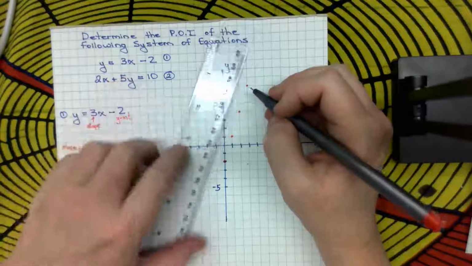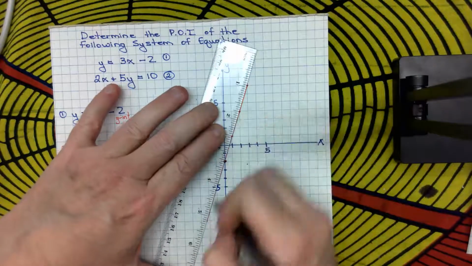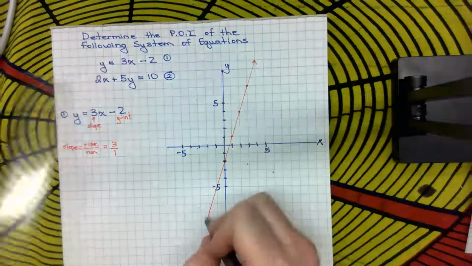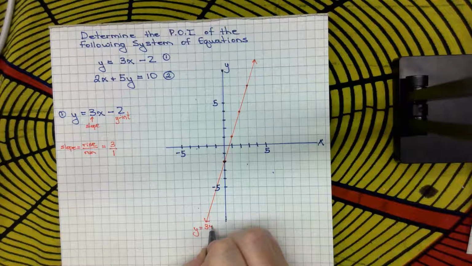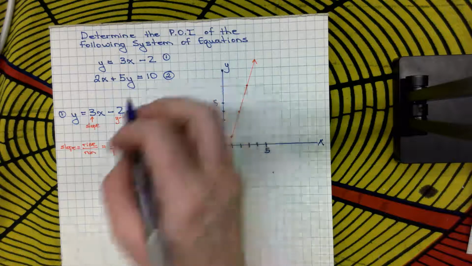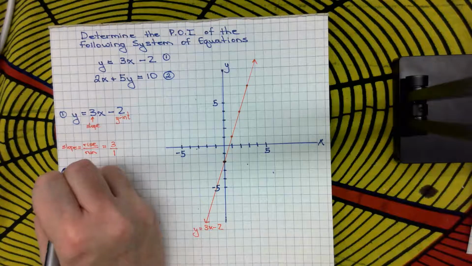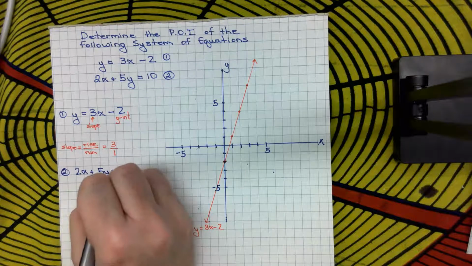And now I can connect my dots. And there we go. This is the line y equals 3x minus 2. The second thing I need to do is to graph the second equation. So let's just write it here: 2x plus 5y equals 10.